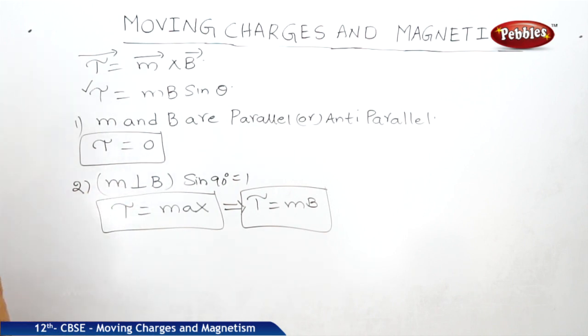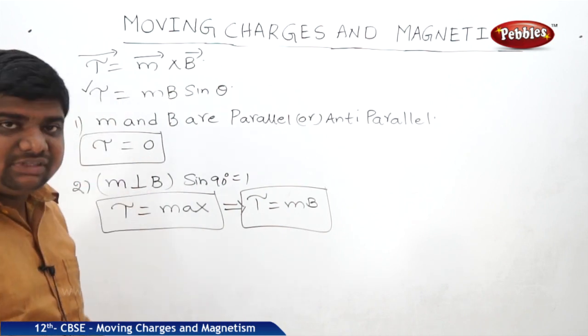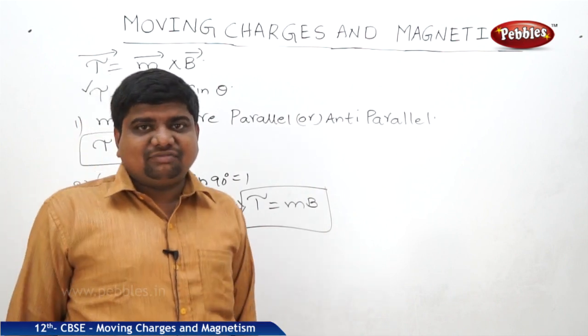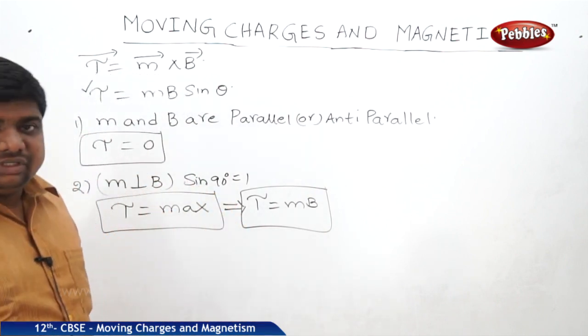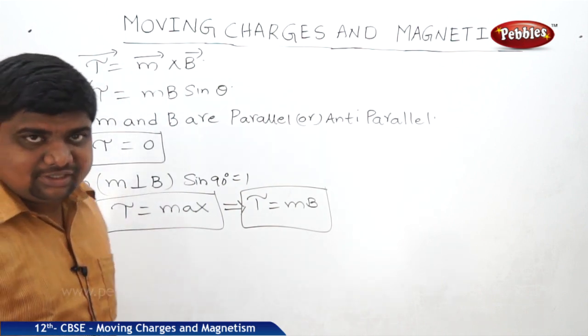So these are the special situations we can see. If it is sin 60, we can write MB root 3 by 2, that is root 3 by 2 times the magnitude of M into B. So this is the physical significance of this equation. Like this we can understand the torque value.